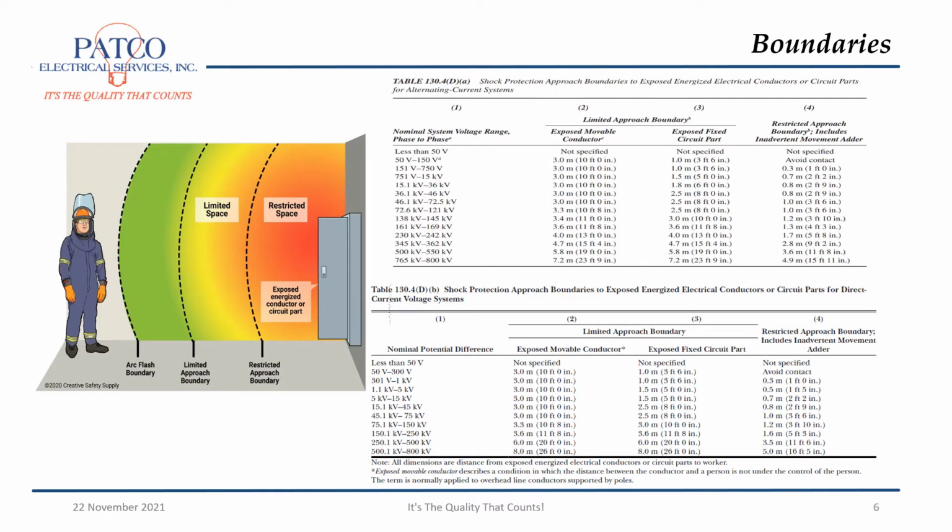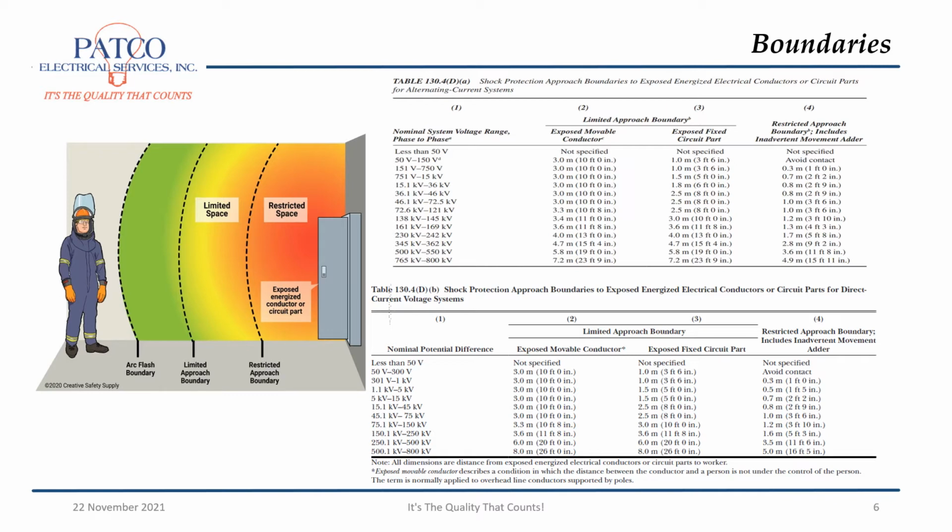Alright, for the boundaries, you have your arc flash boundary, your limited approach boundary, and your restricted approach boundary. That tells you where you need to start putting your PPE on, how far out. You see these charts here. The top one is for AC, which you'll use most of the time, and the bottom chart is for any possibility we come in contact with DC. These are both out of NFPA 70E.